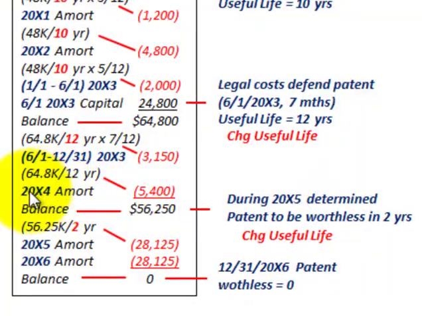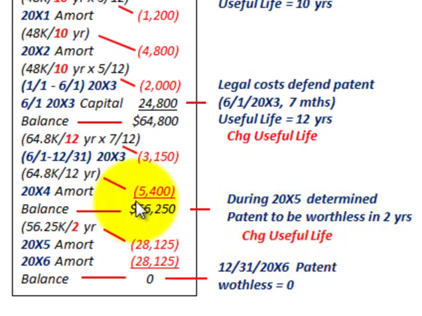Okay, so now for 20x4, we got a full year's amortization, so we would simply take our balance, $64,800, divided by the 12-year life, and we're going to come up with an amortization expense for 20x4 of $5,400. Now, for 20x5, we also had a change in life. During 20x5, it was determined that the patent would be worthless in 2 years. So we're going to have 2 years useful life remaining.